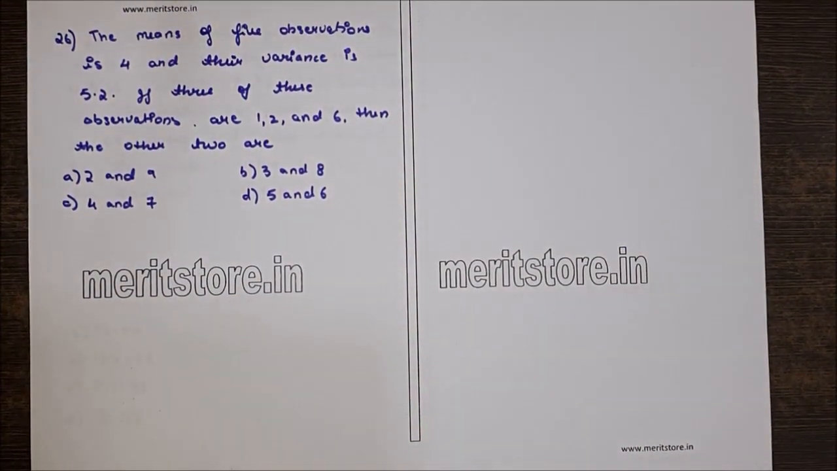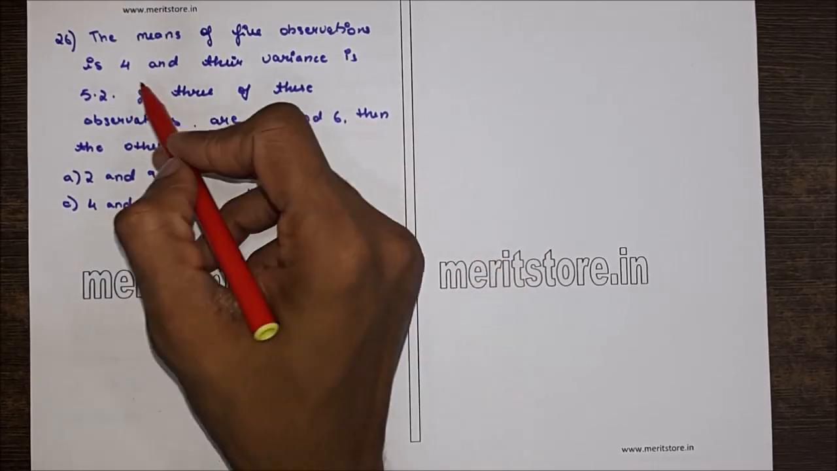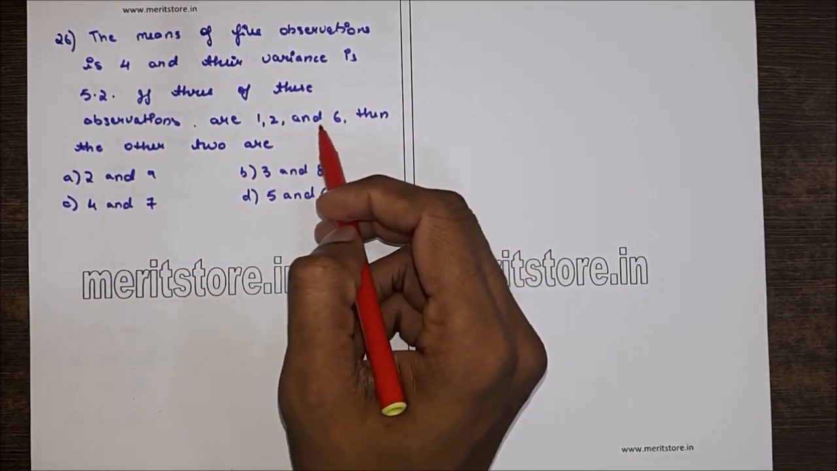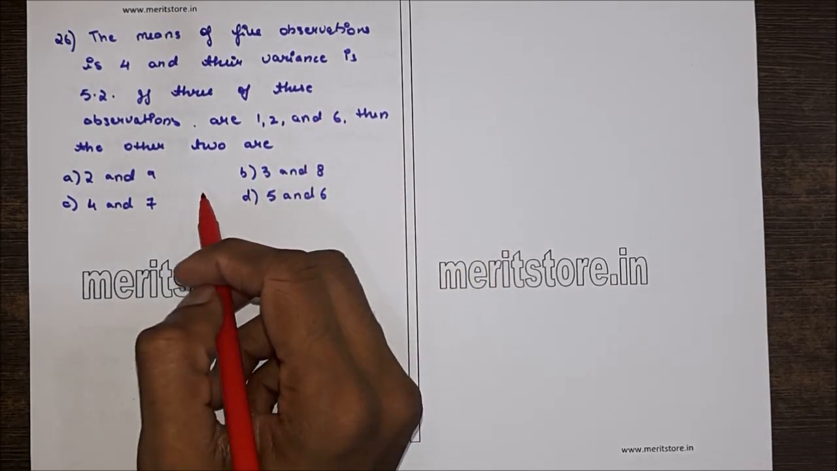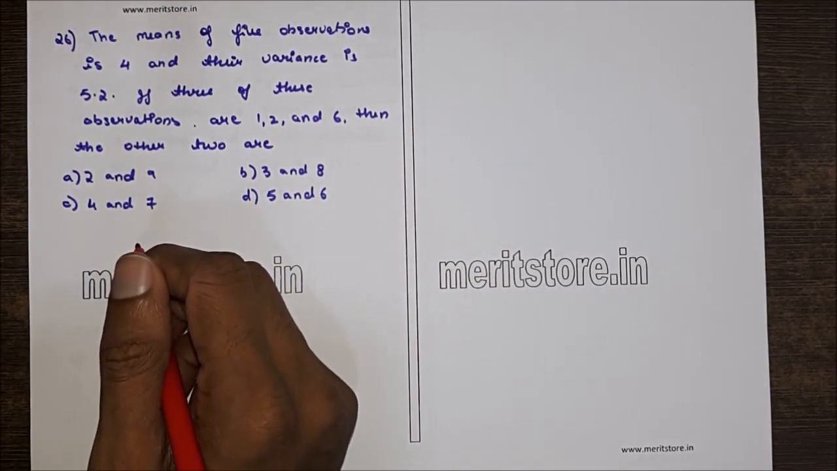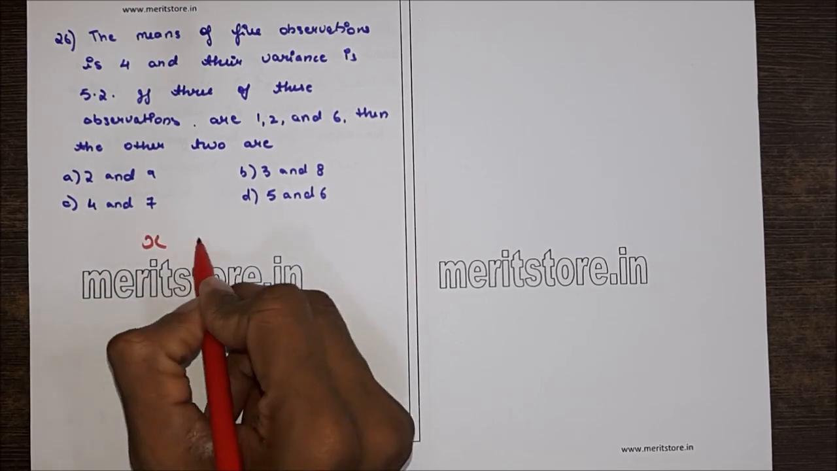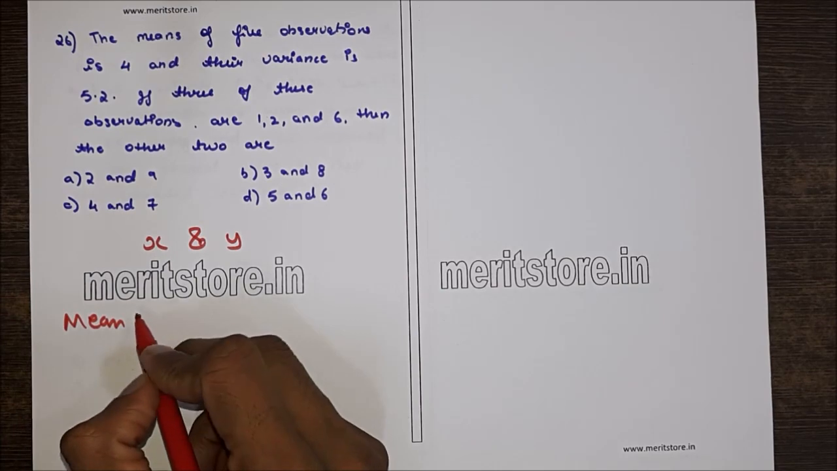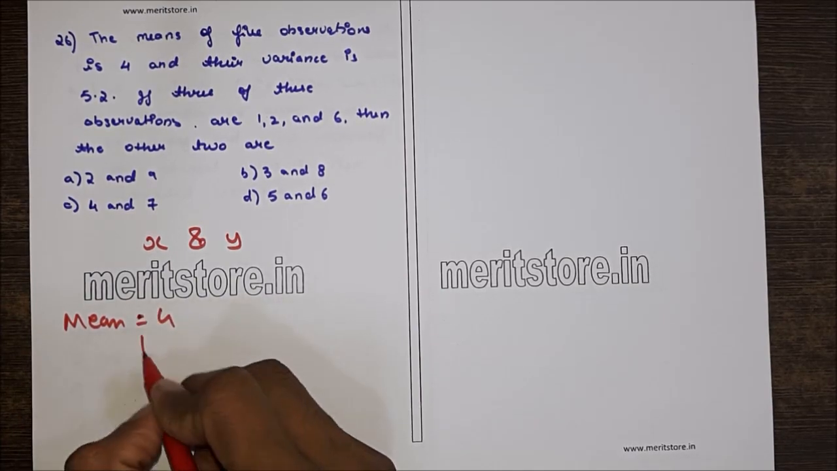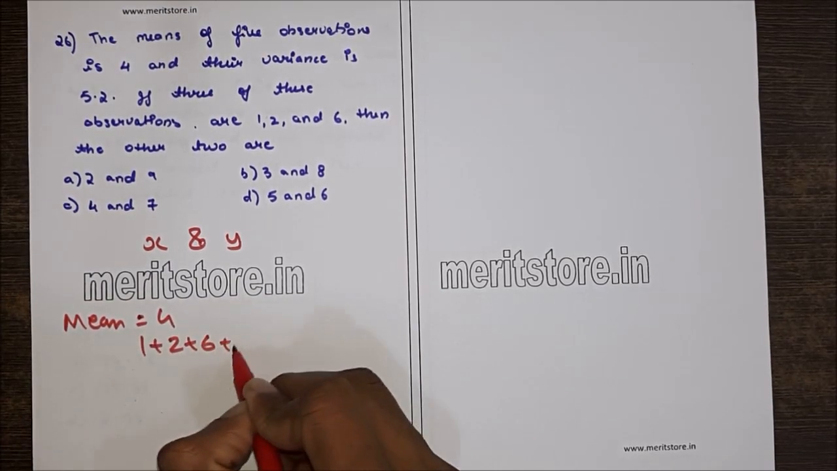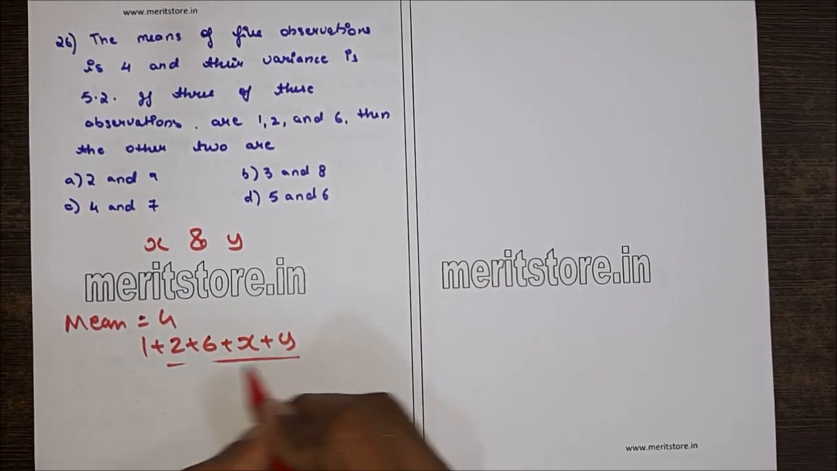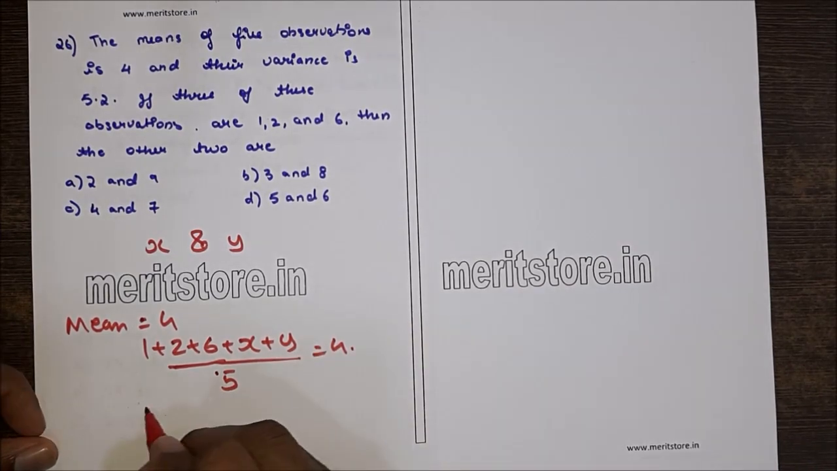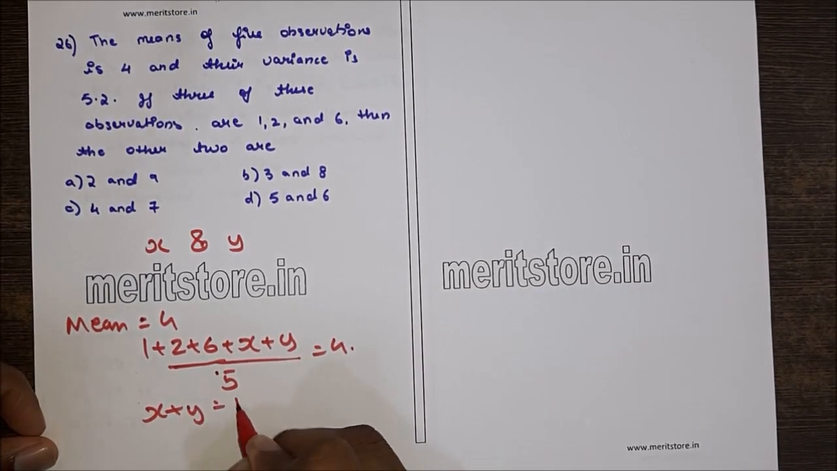Question 26. The mean of the 5 observations is 4 and the variance is 5.2. If 3 of these observations are 1, 2 and 6, then the other 2 are, we are given 4 options. So let the 2 unknown items be x and y. Then mean, which is equal to 4, can be written as 1 plus 2 plus 6 plus x plus y upon 5, which is equal to 4. Solving this, x plus y equals 11.